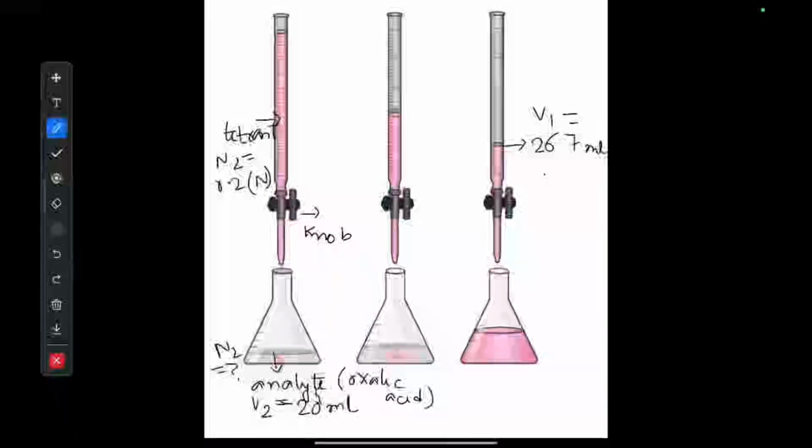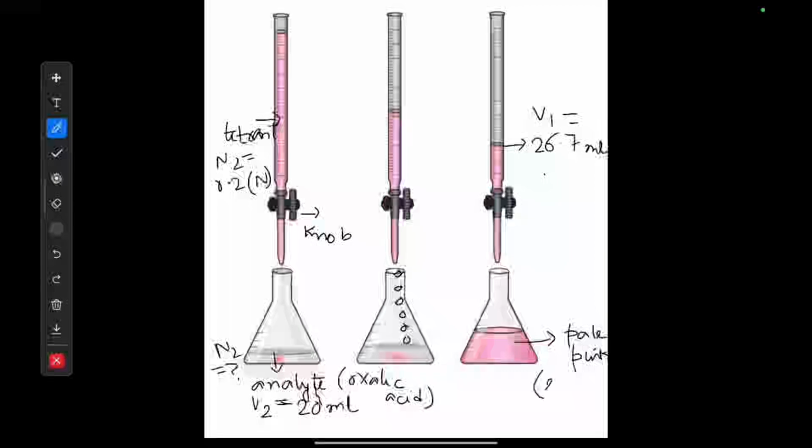So what happens as soon as you turn the knob on? When you turn the knob on, slowly and gradually, drops of KMnO4 fall into the conical flask, and you start shaking it. You go on shaking it, and after some time, the analyte becomes pale pink in color. It should not be dark pink, it will be pale pink. The solution, which was initially colorless, turns pale pink in color.